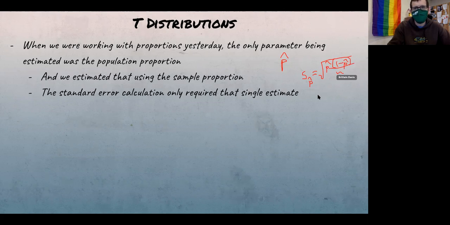Now this is pretty straightforward because we only needed to know one statistic. The n is not a statistic, it's just the sample size. So p hat was our statistic. We can use it, plug it in, and we get our standard error.